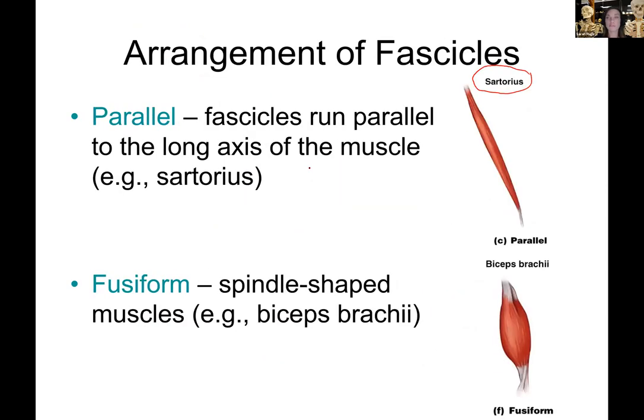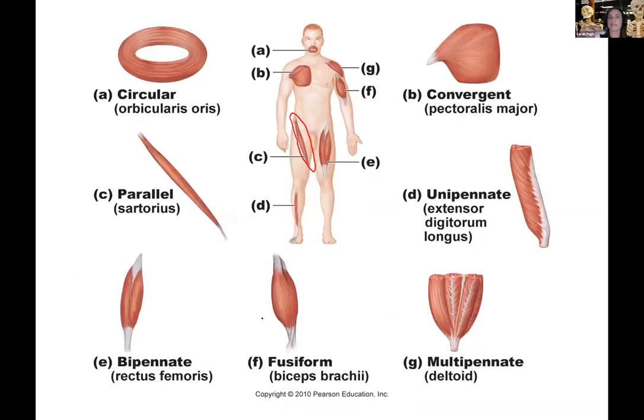A fusiform arrangement is going to give you more of a spindle-shaped muscle, where it's more narrow on the ends, you can see here, and a little fatter in the middle. A great example of that is the biceps brachii. So let's look at a fusiform arrangement in that biceps brachii. Here's your biceps brachii. This helps to flex at the elbow. You can see it's sort of a spindle-shaped muscle, fusiform.